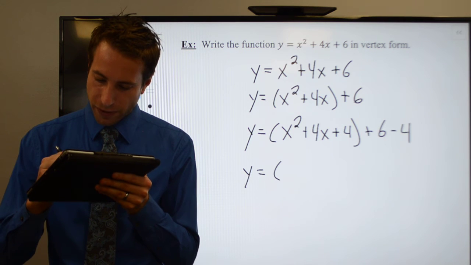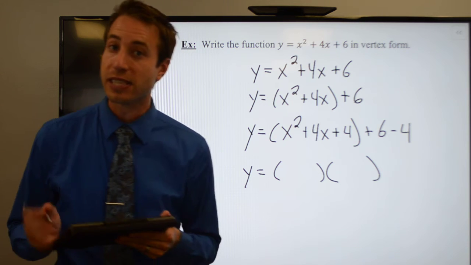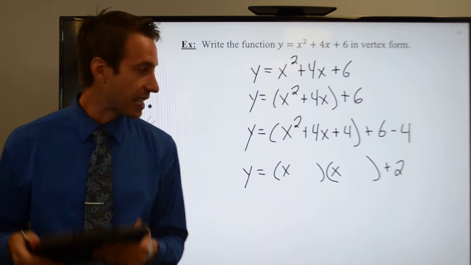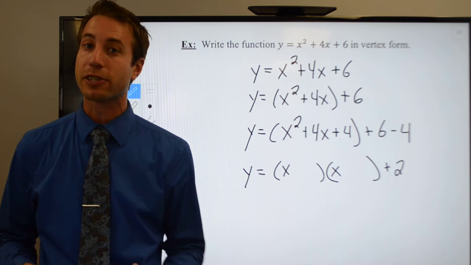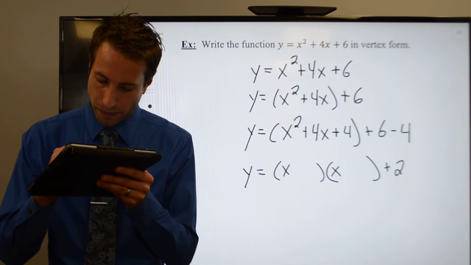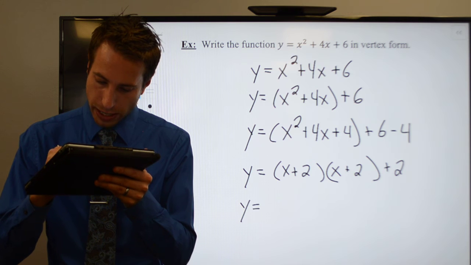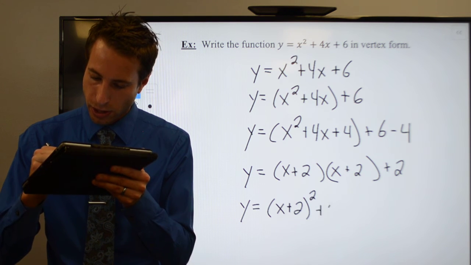Well, this is now a perfect square trinomial, so I'll write it as binomials. And on the outside of positive 6 minus 4, it's going to be a plus 2. Inside, I need an x and an x. Both numbers are going to need to be positive, and because 4 is a perfect square, they'll have to be the same number. So plus 2 and a plus 2, which means y equals (x + 2) squared plus 2.